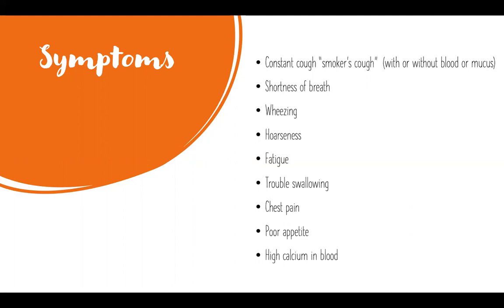Fatigue, trouble swallowing, and this one, because the tumors tend to be centrally located or growing up into the bronchus, it can start to also give a little bit of impingement back there on the esophagus. Chest pain, poor appetite, and high calcium in the blood. Many lung cancers have the ability to secrete different chemicals into the bloodstream, and this can lead to abnormally high blood calcium levels.